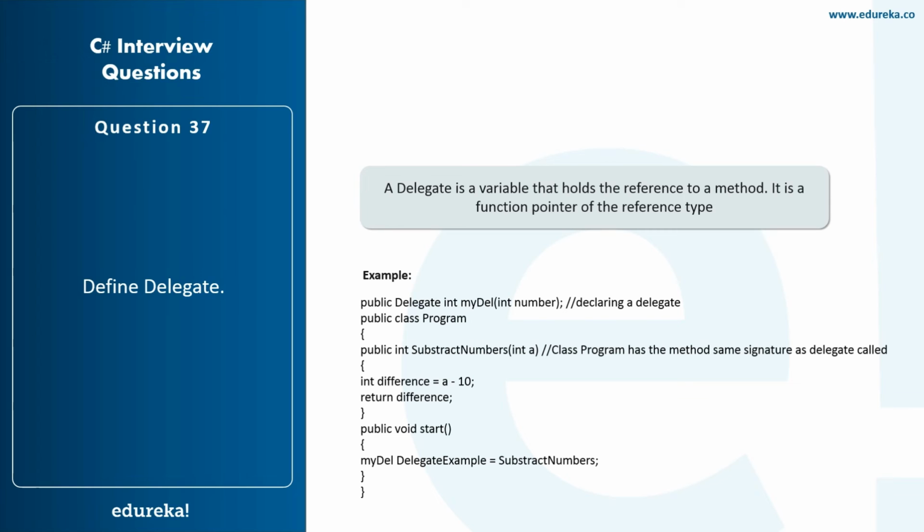Here I am declaring a delegate by writing public delegate int mydel, and under that I'm writing int number, that is, I'm passing that parameter. Then I have created a class Program, and under that I have called a function. The class Program has a method with the same signature as the delegate, under which I have defined int difference equals a minus 10 and then just return this difference. Further, I have created a new function, public void start, and then I have written my delegate example, where I'm subtracting these numbers. So that's how a delegate works. It is mainly a variable that holds the reference to a method.